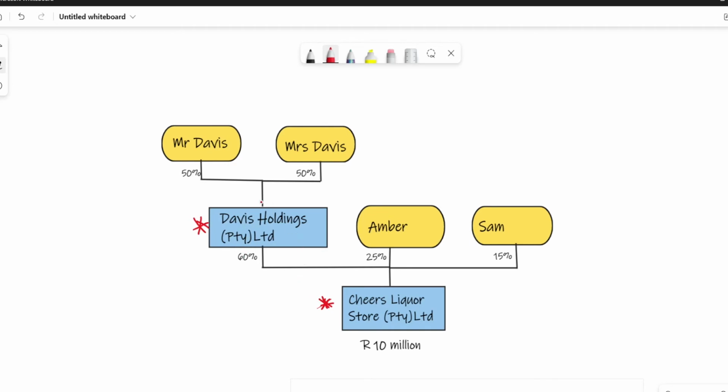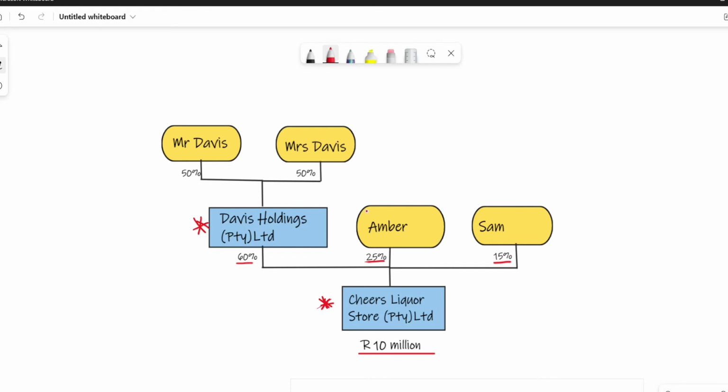So in holding their business interest in Cheers, they hold 60% shareholding, and the other shareholders are Amber and Sam. Amber holds 25% and Sam holds 15%. So that is the percentage shareholding within the Cheers liquor store structure. And just for our sake, which is more relevant to the second video, which I'll be doing when we actually do the calculations, for now we're just working out these premium splits. For now, the company is worth 10 million rands.